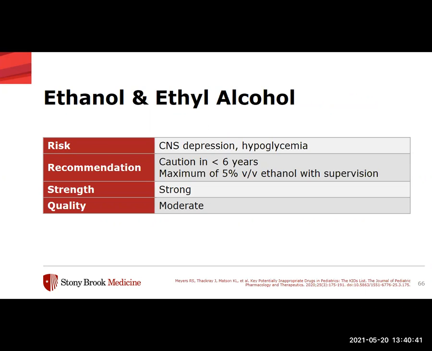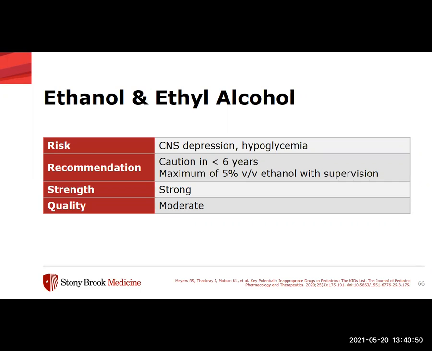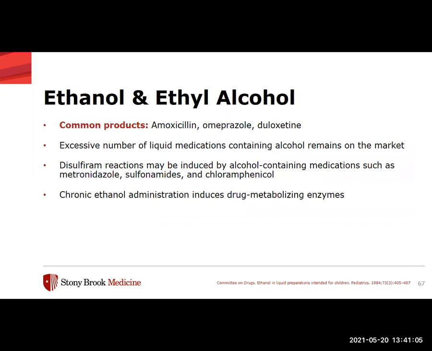So our next excipient class includes ethanol and ethyl alcohol, which are associated with the risk of hypoglycemia and CNS depression, which can be enhanced if the patient is taking other sedating medications or CNS depressants. Because of these risks, the KIDS list recommends caution with use in those less than 6 years of age. Additionally, the KIDS list recommends a maximum of 5% ethanol with supervision. Ethanol and ethyl alcohol can be found in some formulations of amoxicillin, omeprazole, and duloxetine.